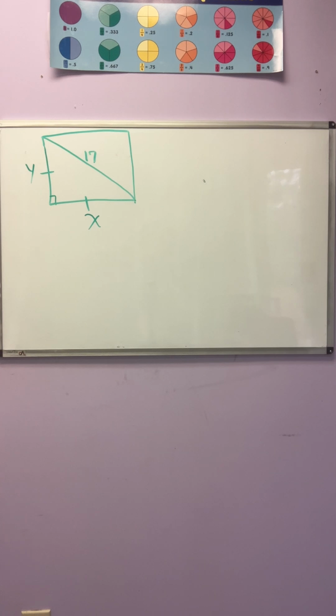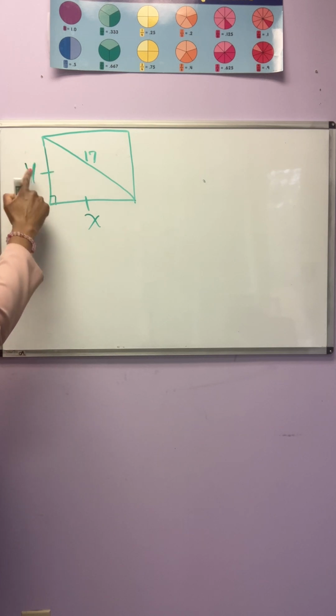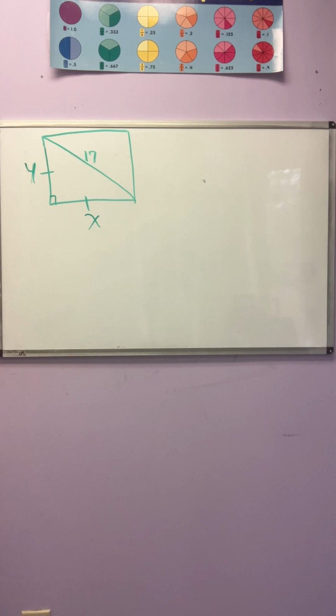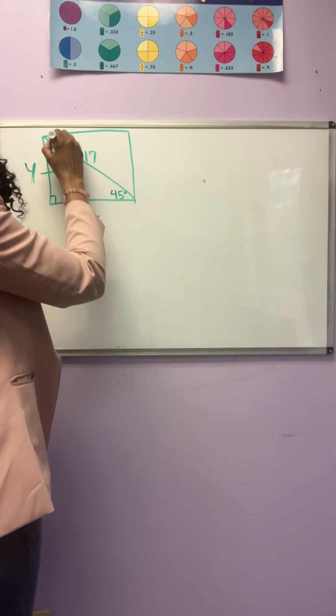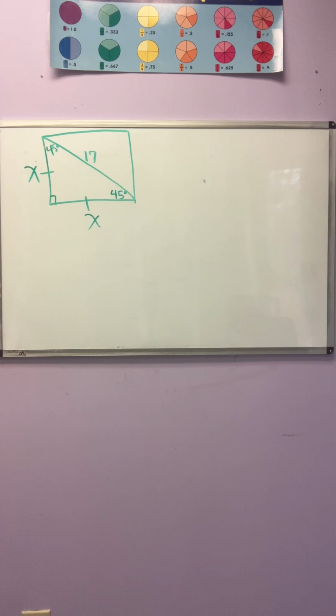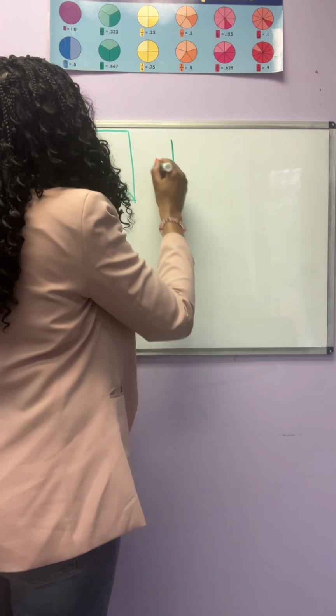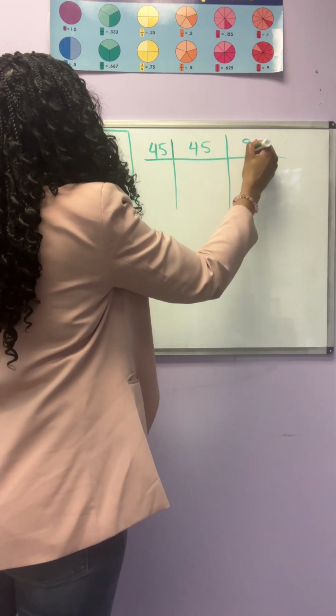Well, what we would need to do is realize that the marking here is actually telling me that these two sides are the same. So that means this would be a 45 degree and this would be a 45 degree. So really I'm looking for X and X, because that's what that marking is telling me, that this is isosceles. So we're looking for a 45, 45, 90 again. So remember that rule. I'll write it again. Again, you can pause the video if you think you have it.